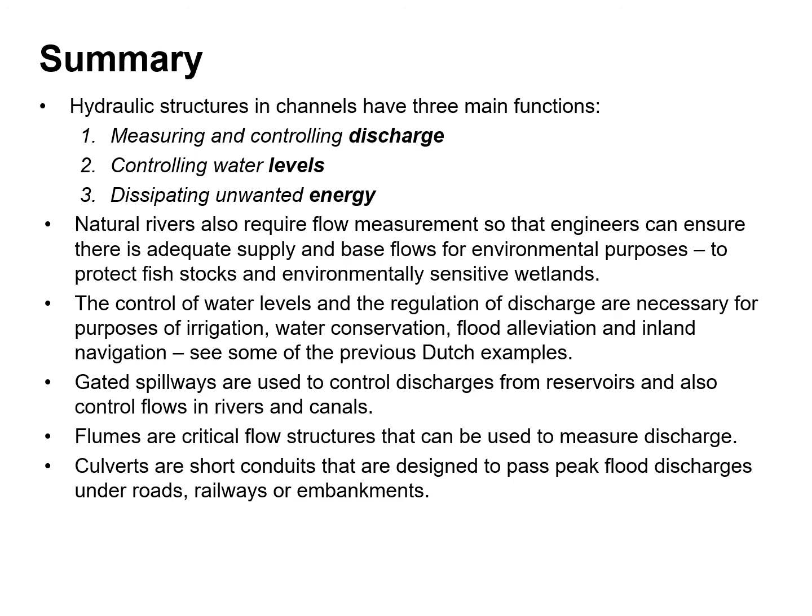Gated spillways are used to control discharges from reservoirs and also control flows in rivers and canals. We can also use flumes as critical flow structures that can be used to measure discharge. And finally, introduce the subject of a culvert, which is a short conduit that can be designed to pass peak flood discharges under a road, railway or embankment.